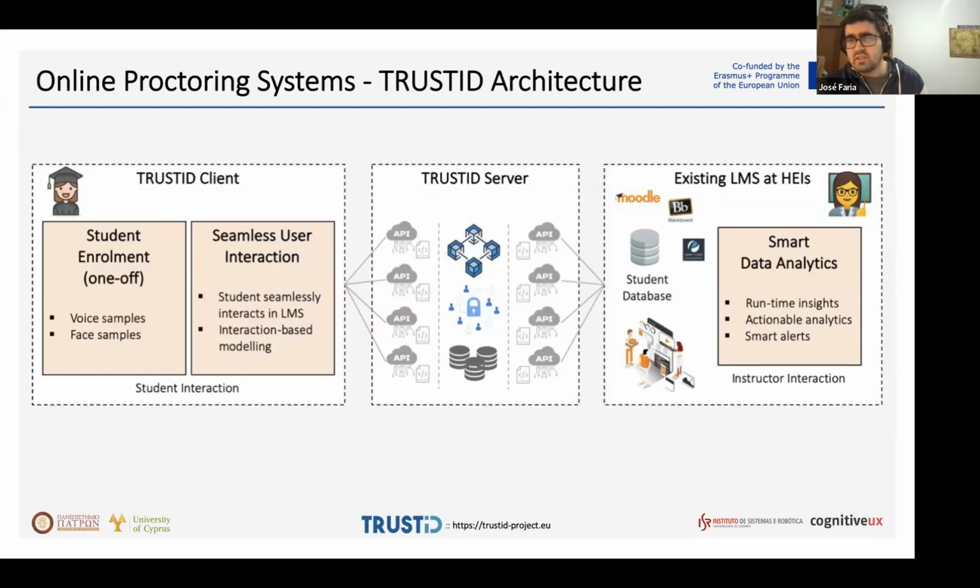They'll log in, they'll do their exam, and then they're out. The only thing they will need to do, however, is an enrollment the first time, where we'll actually build the models with their biometric data to identify them, using both voice samples and face samples to create the models for speaker recognition and face recognition, respectively. On the LMS side, this provides seamless integration via reporting features.